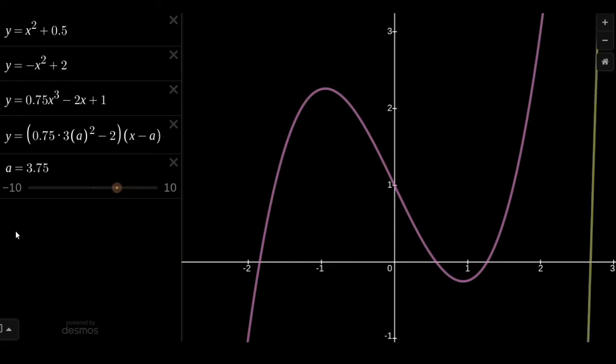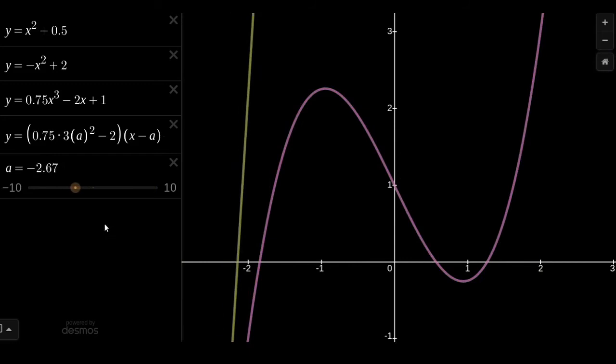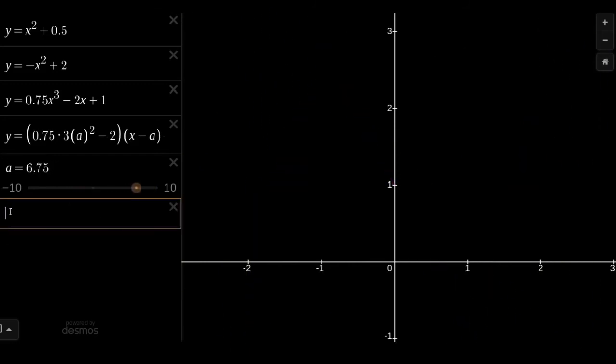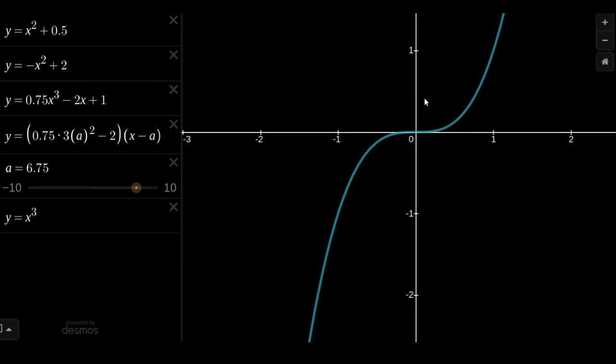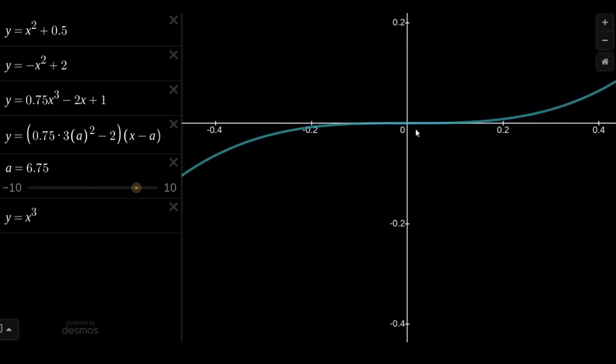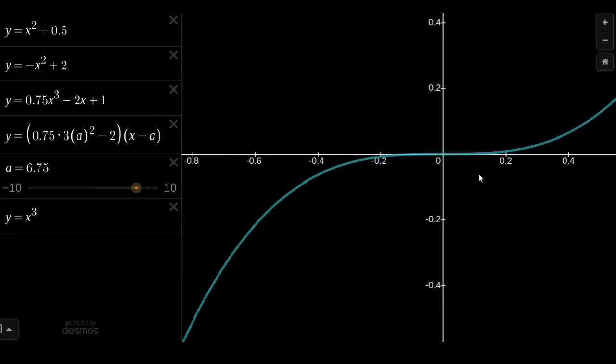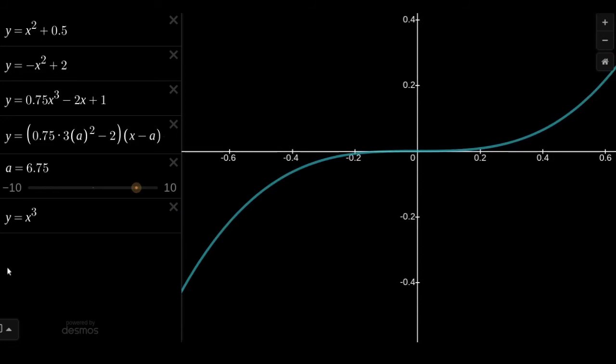Now, there's a big question. Is the converse to this true? The answer is no. So let's stop right here real quick and just do another function. Let's do x to the third. If you look at x to the third now, we can pretty clearly see that at 0, we're going to get out a tangent line of 0.